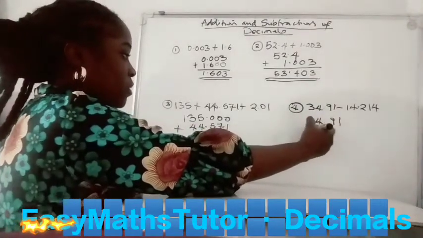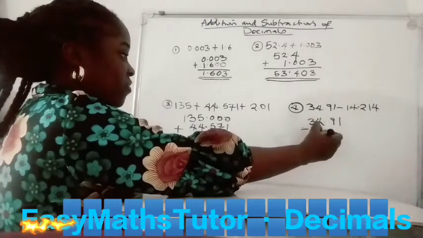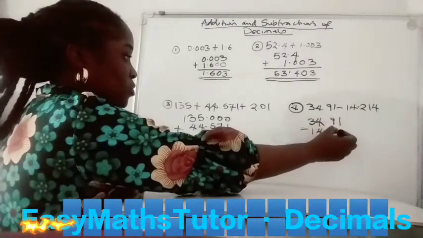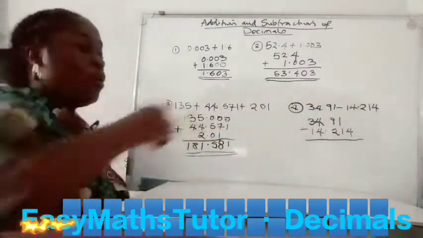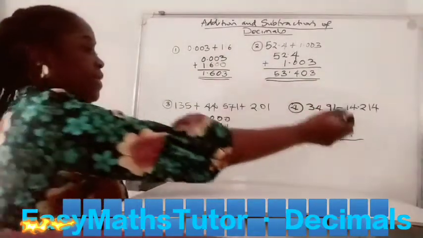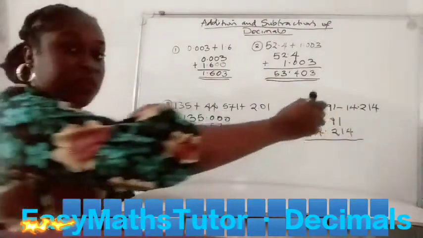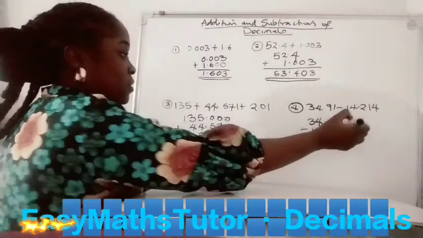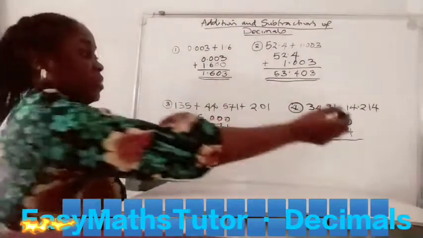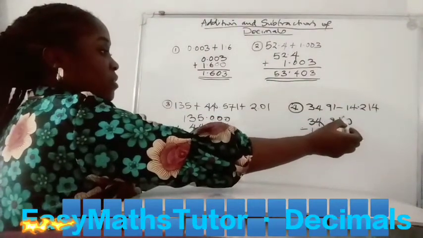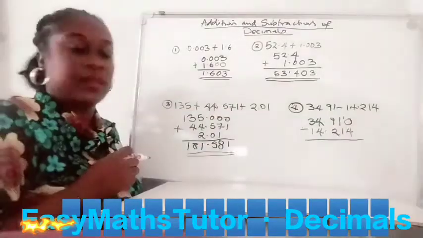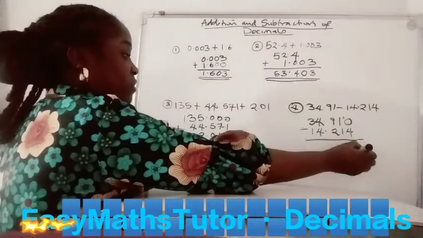Then we have a subtraction problem. 34.91 minus 14.214. Always remember that these empty spaces represent what? 0. So if we want to subtract 0, remember we'll borrow 1 from this side and we'll have 10 there. 10 minus 4 gives us 6.